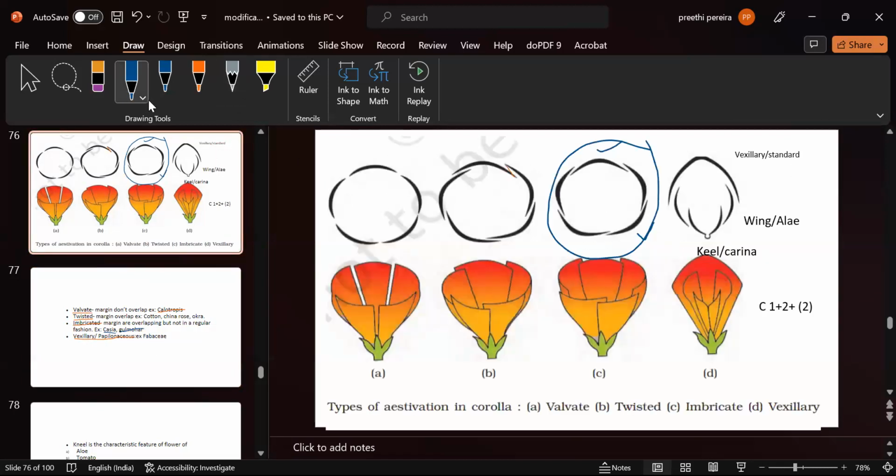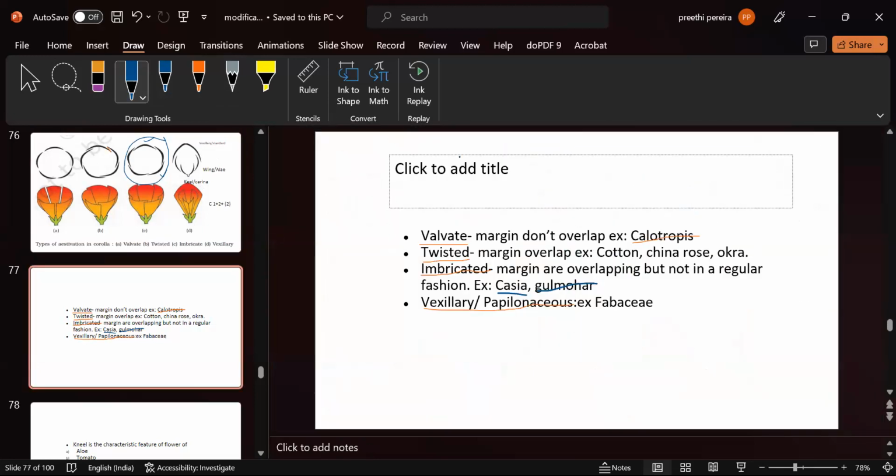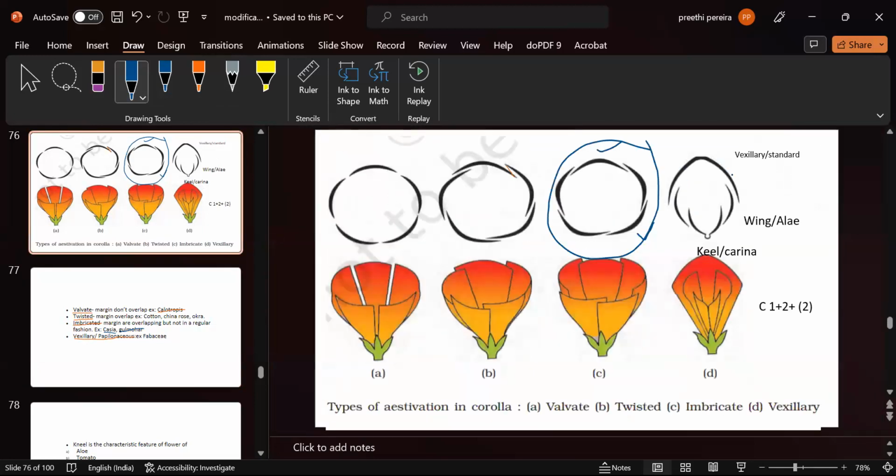Next estivation is known as vexillary estivation. You can also say it as papilionaceous estivation. This is seen in Fabaceae. All the examples of Fabaceae have this vexillary estivation. Now, what is happening over here? This is the largest petal. Look, this is completely outside, and we call it vexillary or standard petal. Look at these two. These are at the sides.